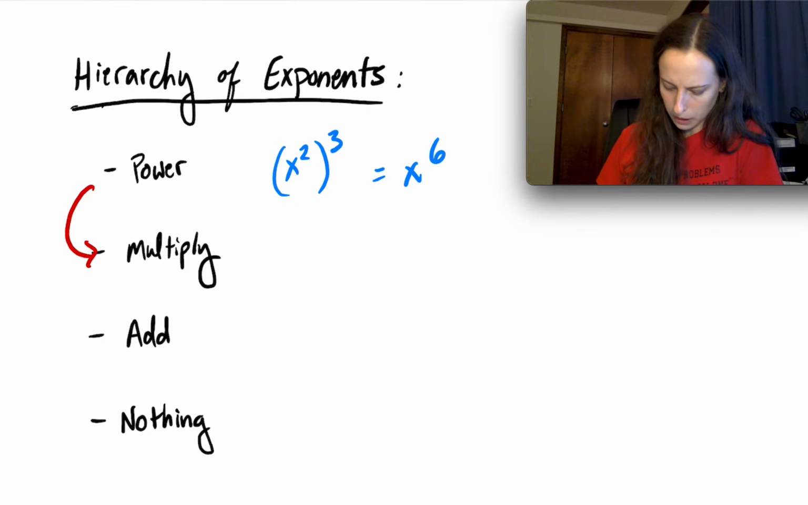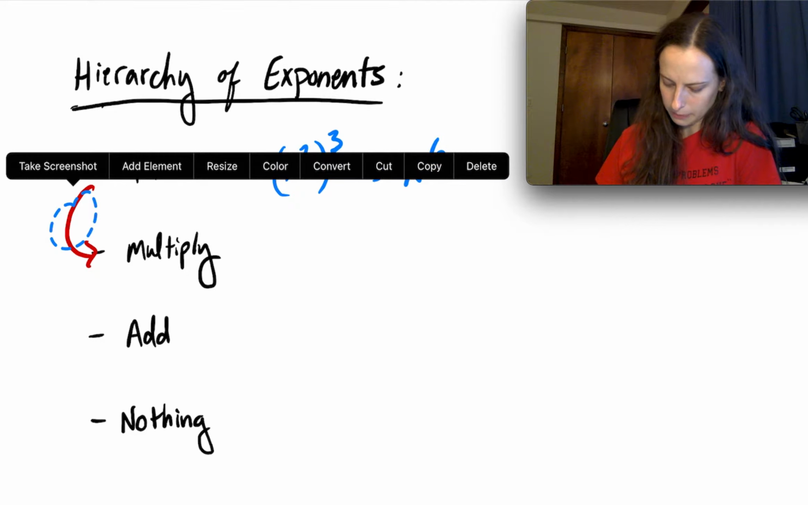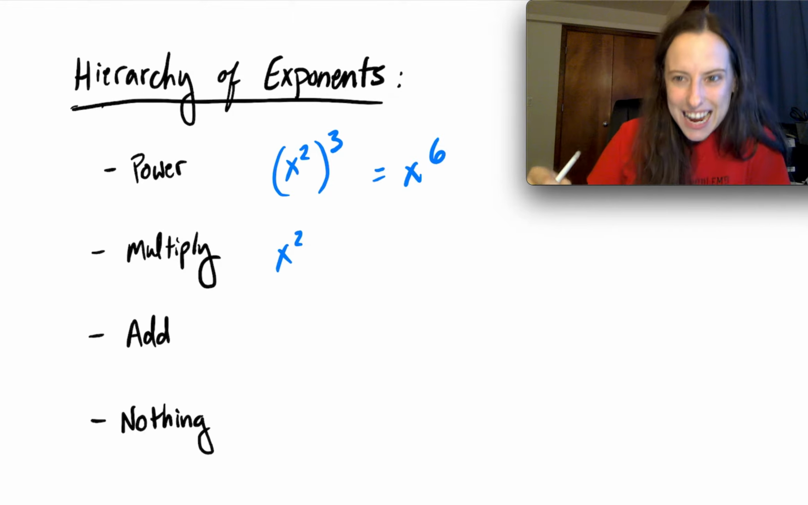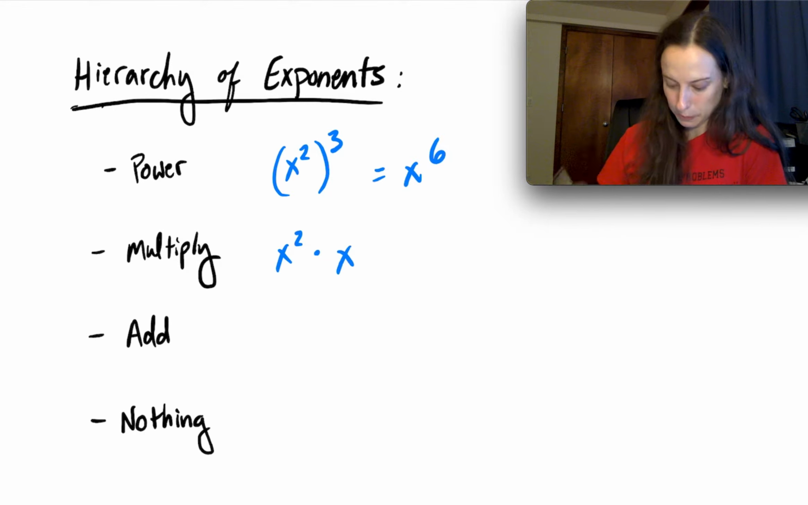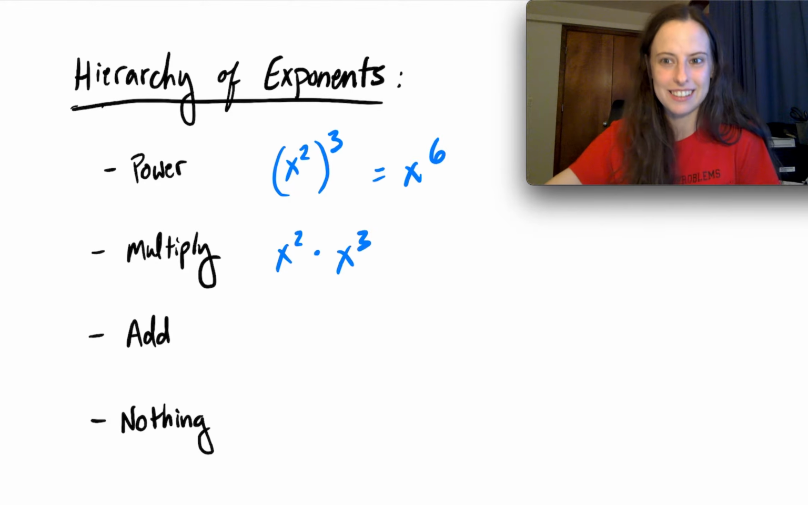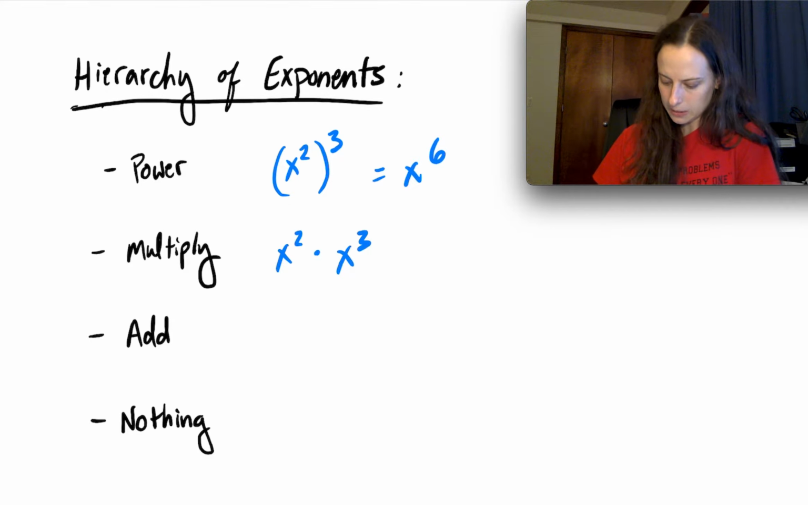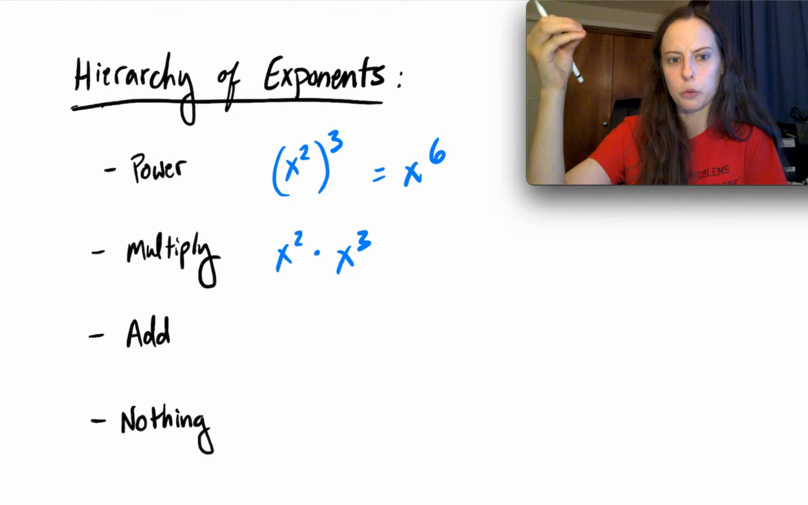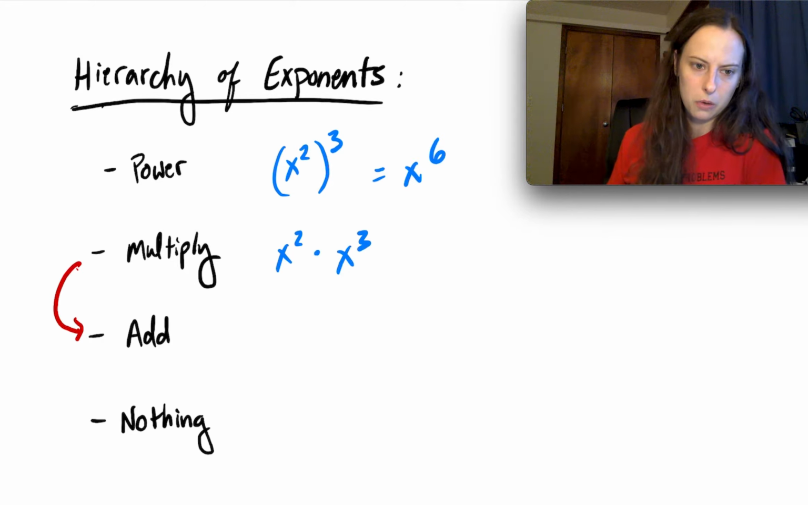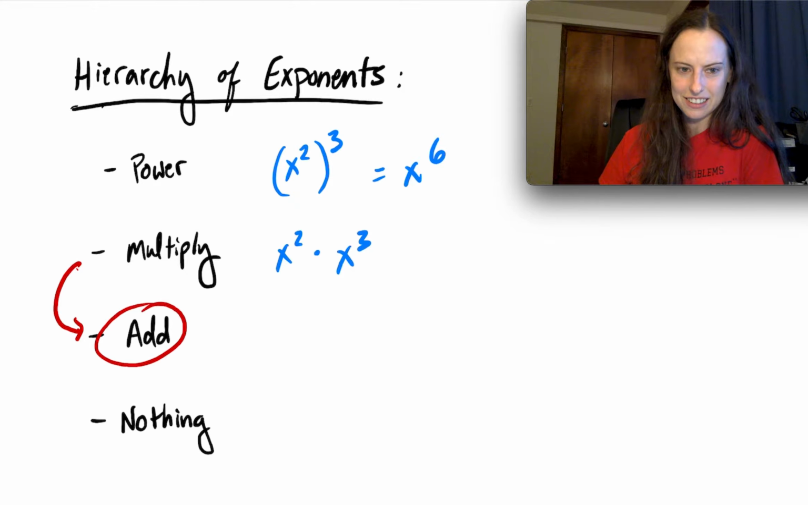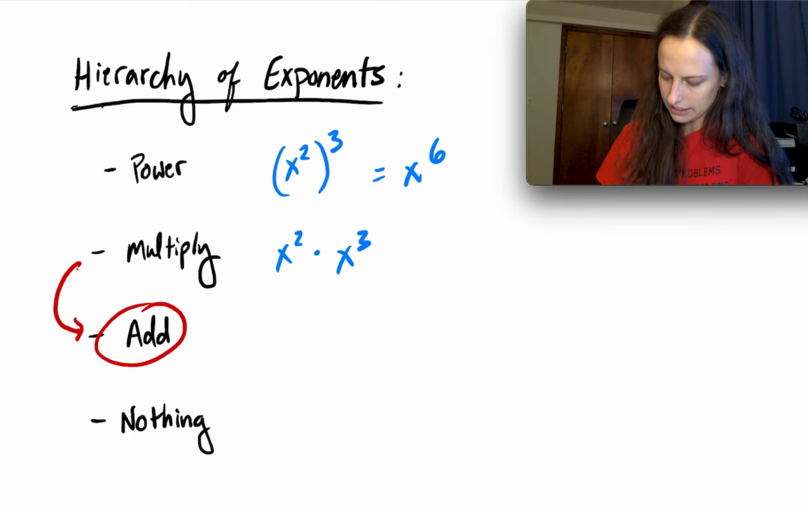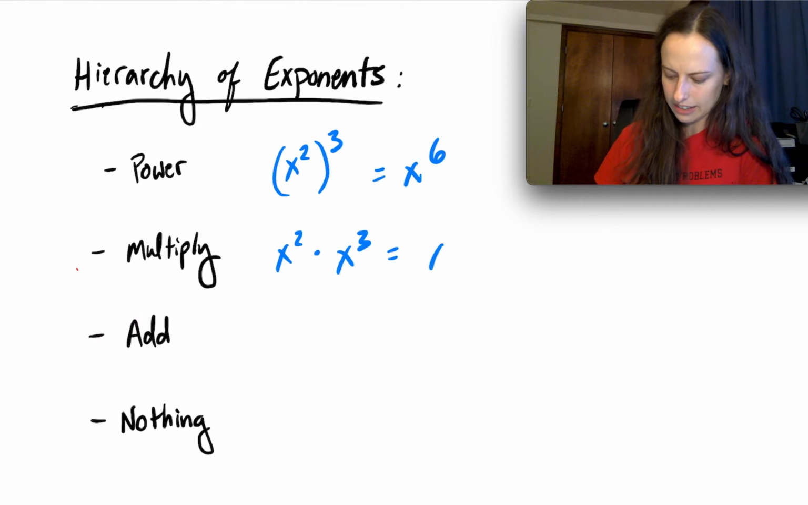Okay, well, what if our problem is a multiply kind of problem? So maybe now we have x squared times another base and exponent, like x to the third. So x squared multiplied by x to the third. In this case, the problem is multiplication, so our rule to know what to do with the exponents is to go one below. So one below multiply is add. So now we know we need to add the exponents. 2 plus 3 is 5, so our answer is x to the 5th.